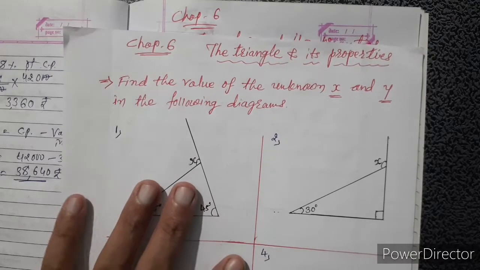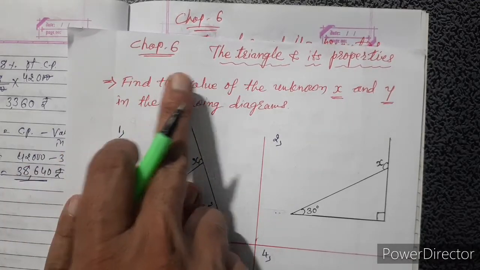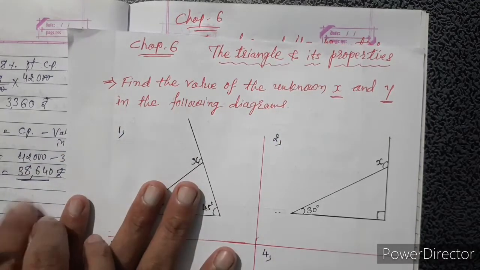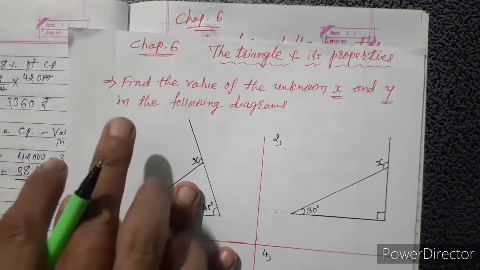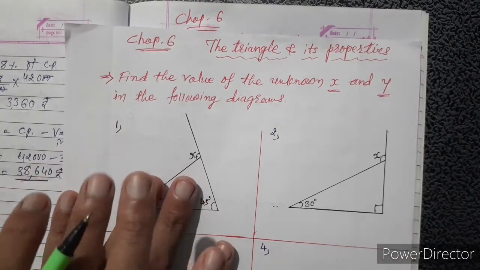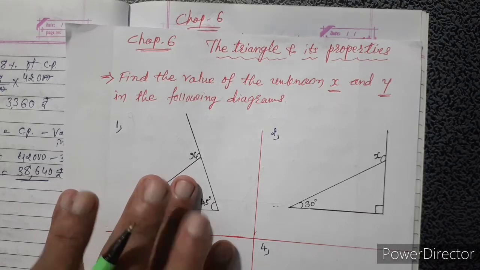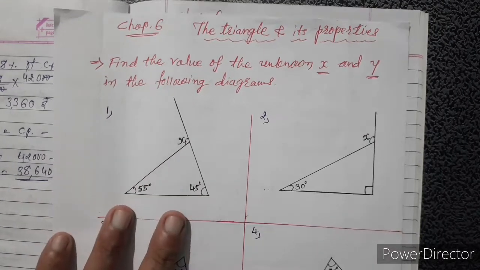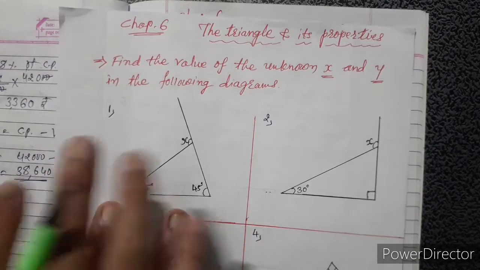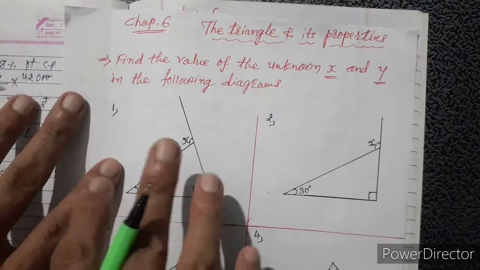Hello students. Today we revise chapter number 6, the triangle and its properties. In the previous class we already revised the fill in the blanks, short questions and the word problems of this chapter. Today we revise some special questions.